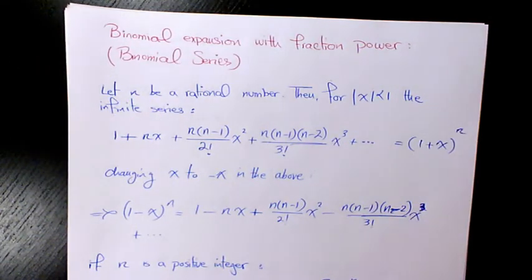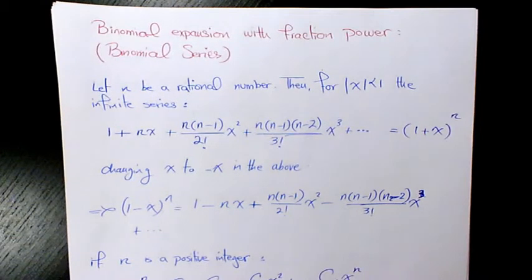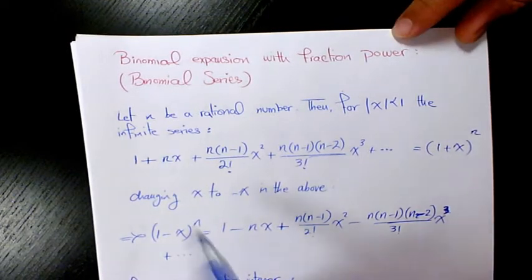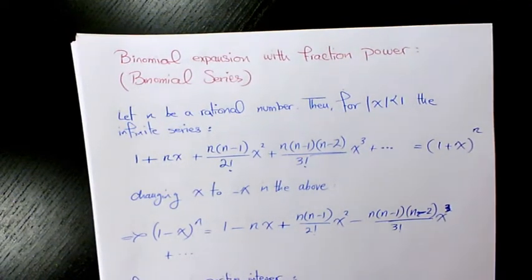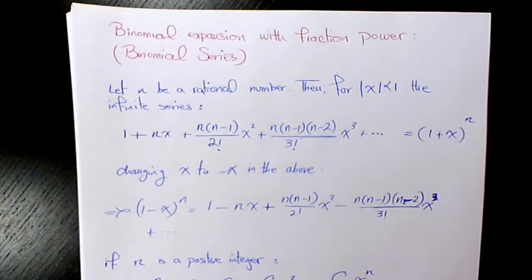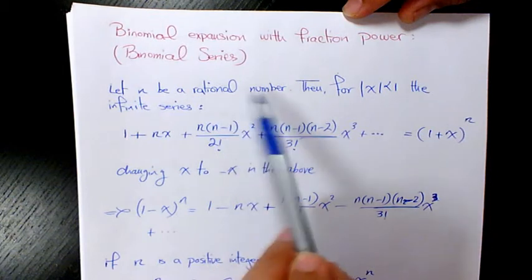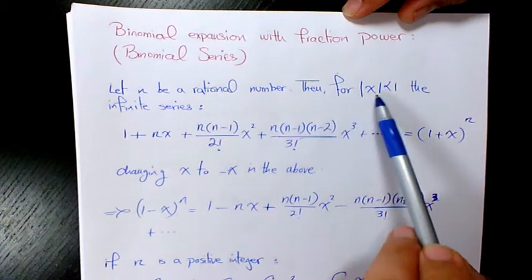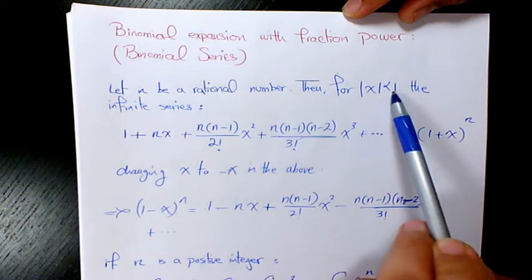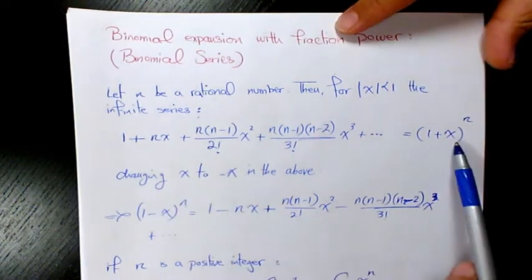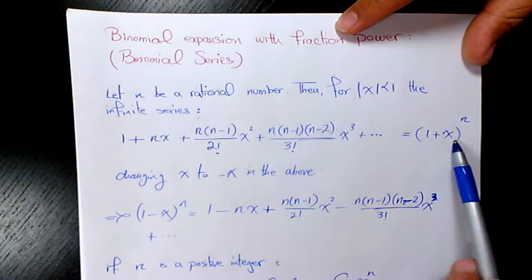Welcome to another video. In this video I want to talk about binomial expansion with fraction power or rational power. This one is also called binomial series because we have an infinite number of terms. So let n be a rational number, then for absolute value of x less than 1, the infinite series is basically the expansion for (1 + x)^n.